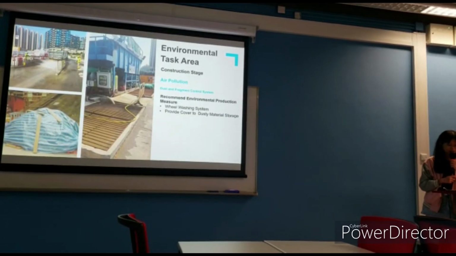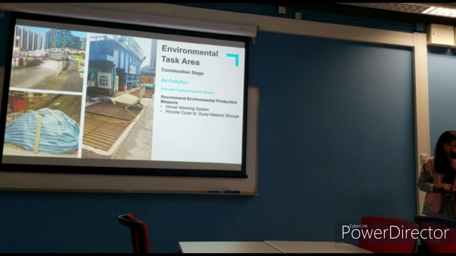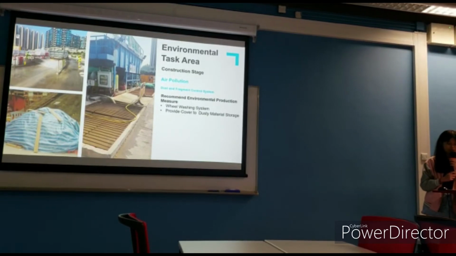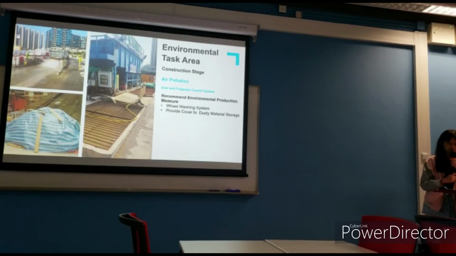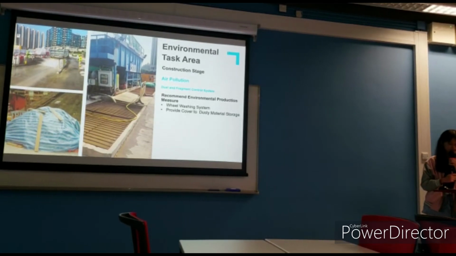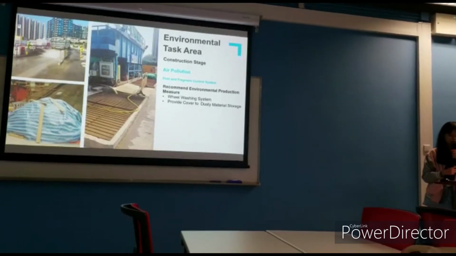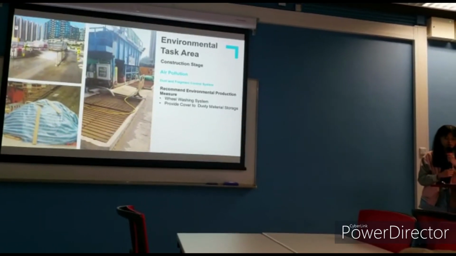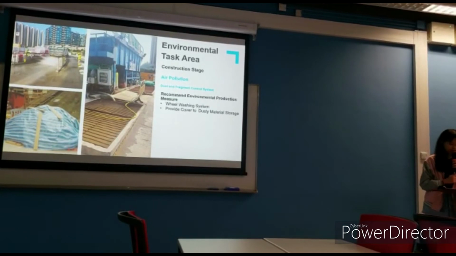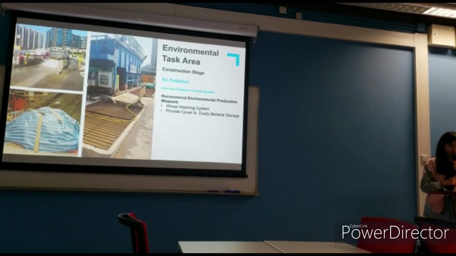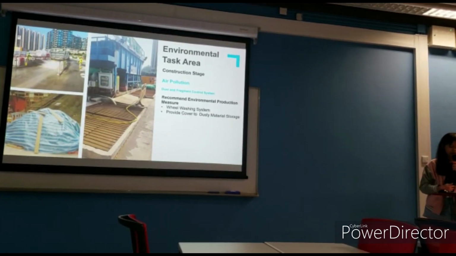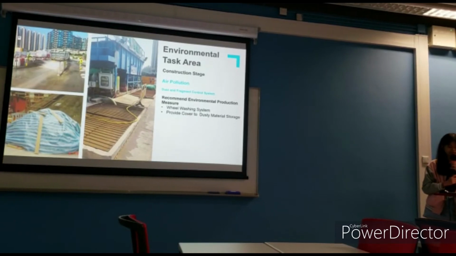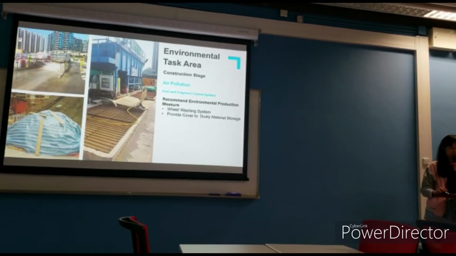The mitigation measure can be to build a wheel washing system. All the trucks getting out from the site will need to drive through the washing pool, and then the worker will use a high pressure water hose to clean the truck before it goes to the road. For another dust control measure, we can provide canvas covers to the dusty material that is stored at the site.